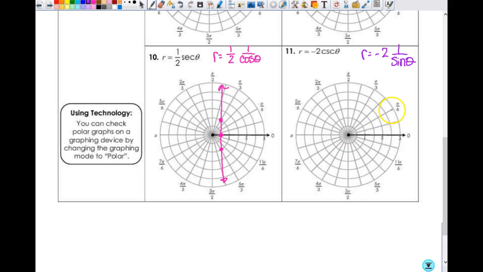So I go to pi 6. The sine of pi 6 is 1/2. The reciprocal of 1/2 is what? 2. So 2 times a negative 2 is a negative 4. So I'm here at pi 6. Yeah, negative 4. It's way out here, right?